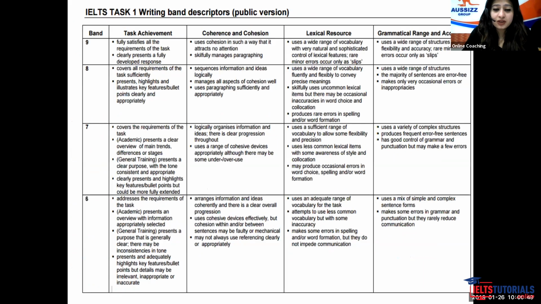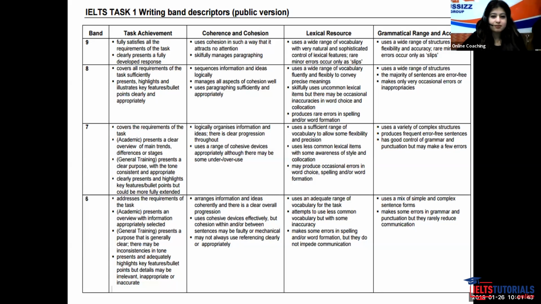Now, once we write, it is very important for you to understand how this is checked, what the examiner is looking for, and why somebody gets an amazing band while somebody cannot. So what is required of you is mentioned here. For task 1, you have band descriptors in 4 categories. The first category is task achievement. The second category is coherence and cohesion. The third category is lexical resource. And the fourth category is grammatical range and accuracy. There are 4 categories for your writing task 1, and we focus on band 8.